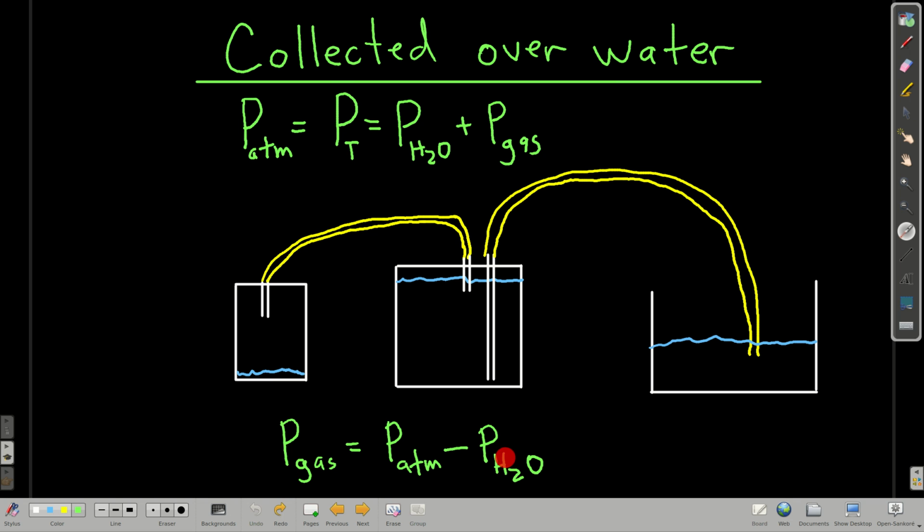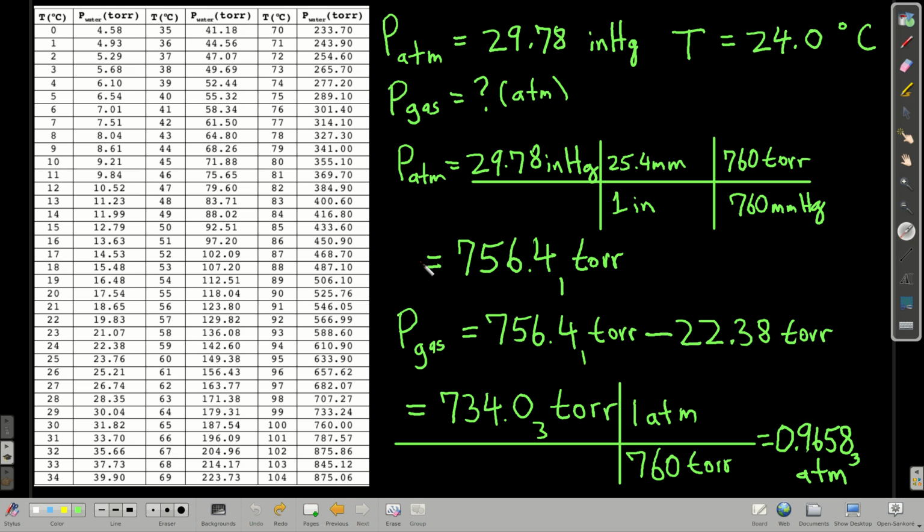Now, we can look that up. There are tables of this. It depends upon the temperature. The higher the temperature, the higher the vapor pressure of water. You measure the temperature here, go to a table and look up the vapor pressure of the water, subtract it from what you measured on the barometer, and the difference is the partial pressure of the gas, which you normally need to know. So for example, this table right here is a table of the vapor pressure of water as a function of temperature. So temperature, temperature, temperature, and the vapor pressure in torr of water.